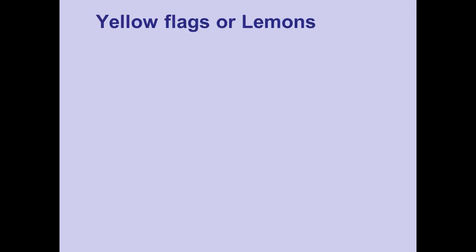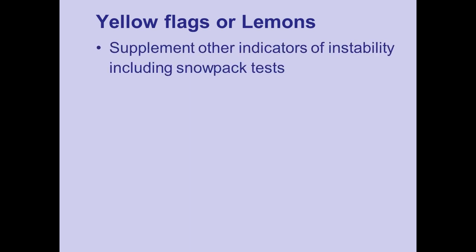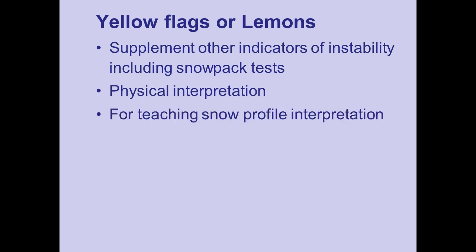Yellow flags, or lemons, which were previously developed by McCammon and Schweizer, are also called structural instability indices. They supplement other indicators of instability, such as snowpack tests. Although this video does not provide a physical interpretation of yellow flags, the papers mentioned in this video do so. These indices can also be used for teaching snow profile interpretation.